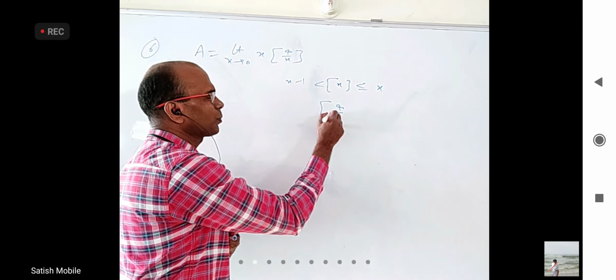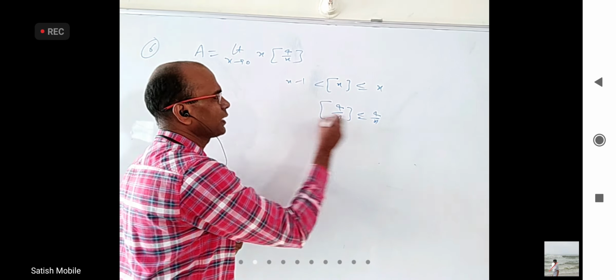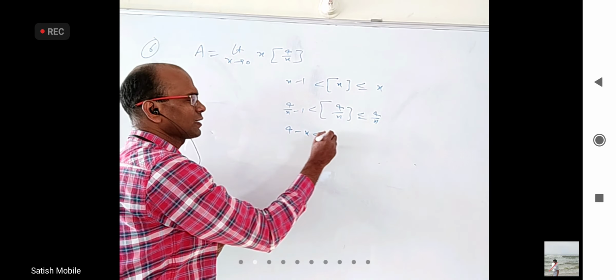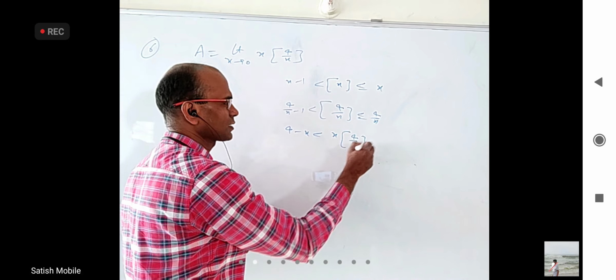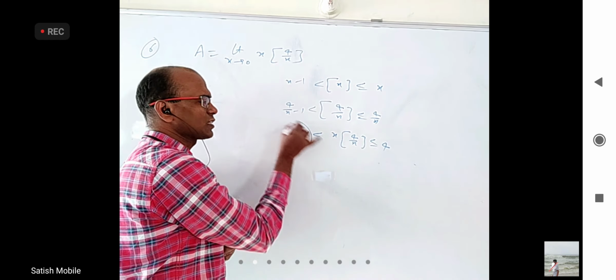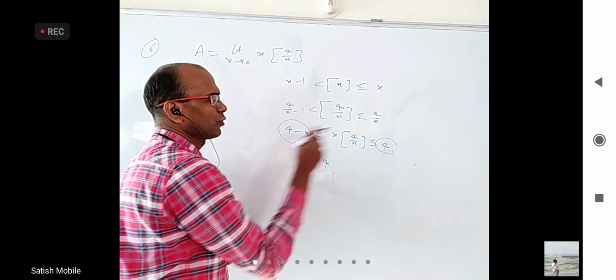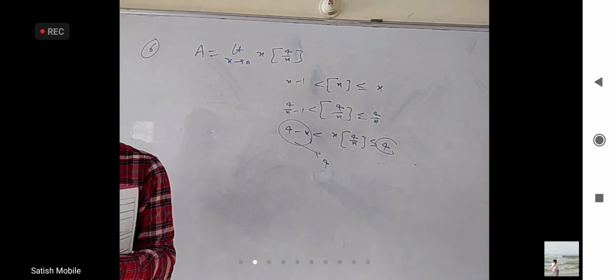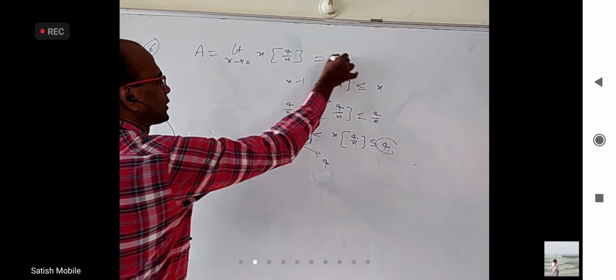Replace x with 4 by x, it should be between 4 by x and 4 by x minus 1. Multiply with x, you will get 4 minus x less than x into 4 by x less than or equal to 4. At 0, this is also tending to 4, this is also 4, this has to be between them, so this limit is also 4 by sandwich theorem. Okay. So this is 4 directly now.